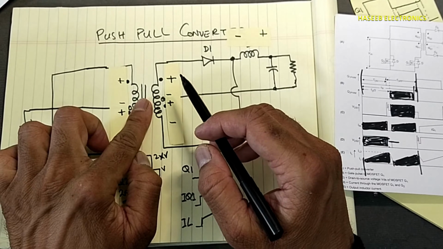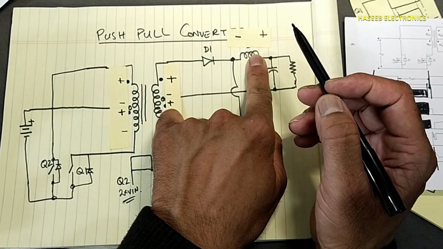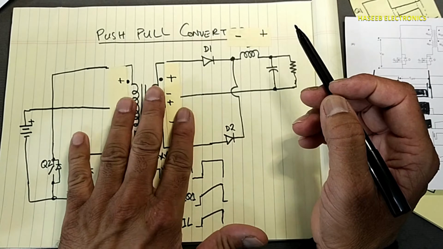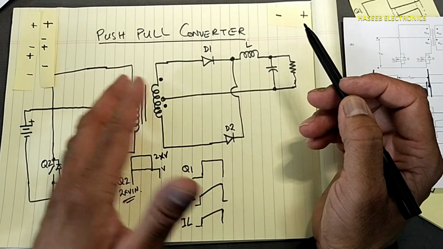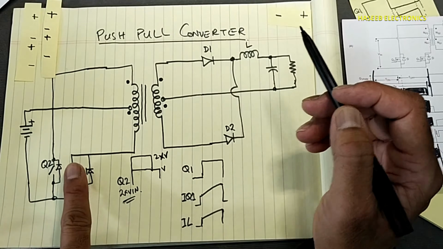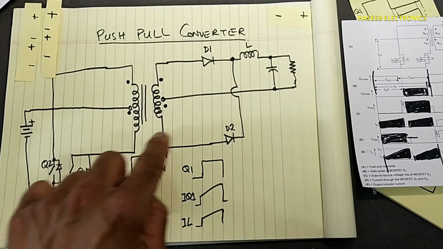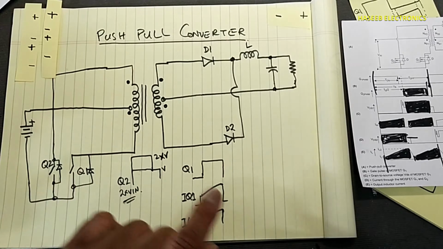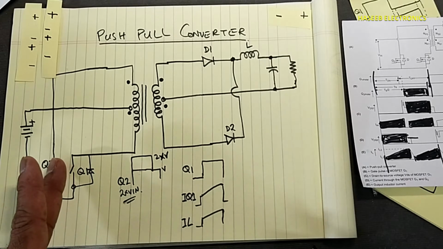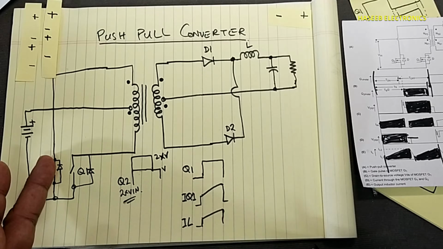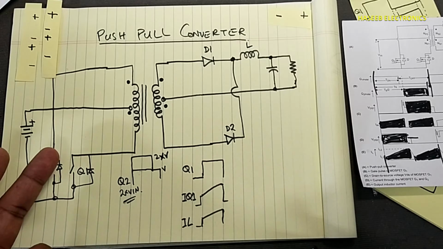When this core is demagnetized, at that time it will become ready for the next cycle. So this will turn on and the same process, the first process, will start. In each half cycle, the opposite transistor will receive double voltage stress.